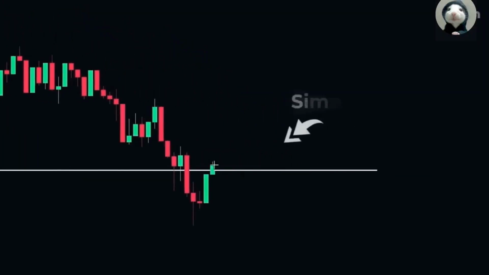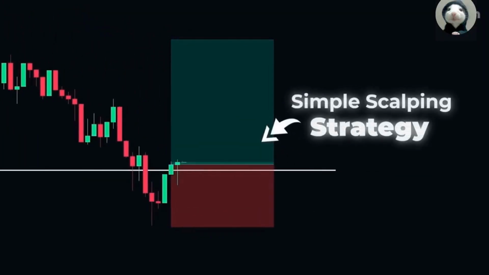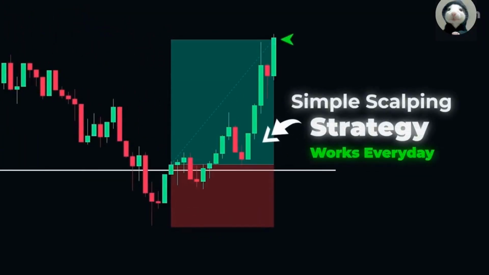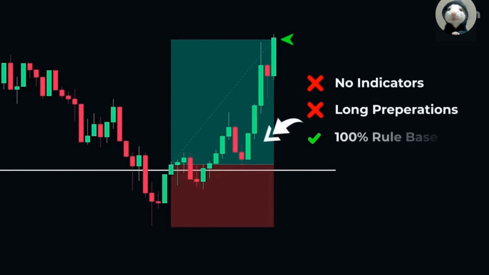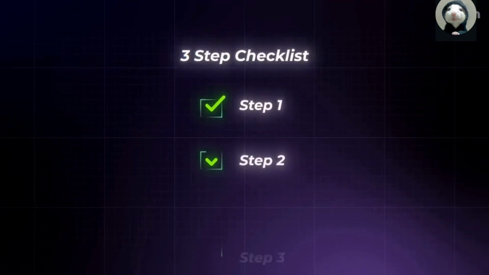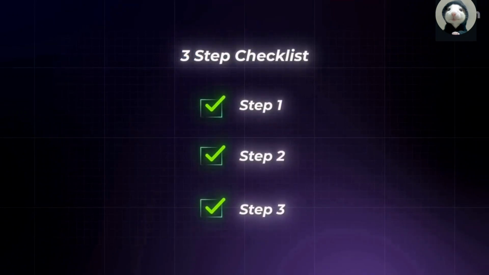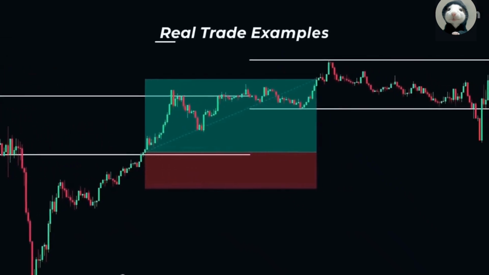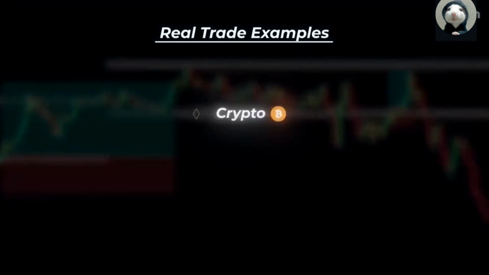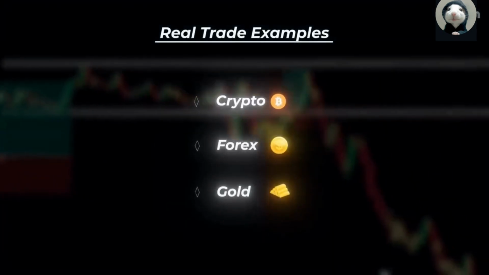In this video, I'll reveal a simple yet effective scalping strategy that works every single day. The strategy doesn't rely on any indicators or long preparations. It's completely rule-based, and all you need to do is follow a simple 3-step checklist before entering a trade. Now, to prove that this strategy is consistently profitable, I'll also show you some real trade examples on popular markets like crypto, forex, and gold.